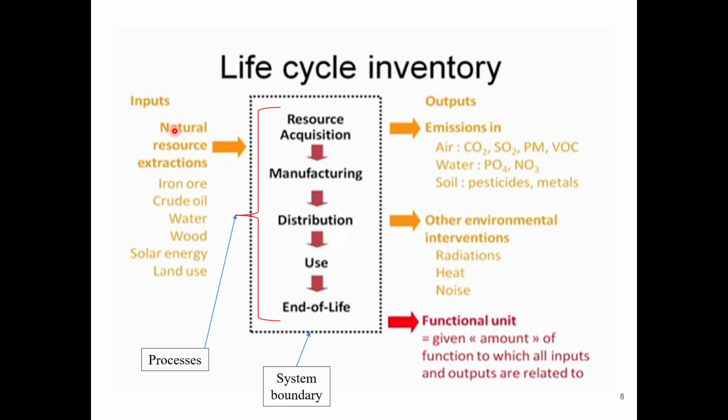Okay, so the input can be natural resource extraction, in the form of iron ore, crude oil, water, wood, solar energy, land use, etc. And outputs can firstly be in terms of emissions. Emissions can be categorized into air, water, and soil. If we talk about air, the most common ingredient is carbon dioxide, which is responsible for global warming. Apart from that, there is sulfur dioxide, PM, which is particulate matter, and VOC, volatile organic compounds. In the case of water, there is PO4, that is phosphate, and NO3, nitrate, and in the case of soil, it can be pesticides and metals.